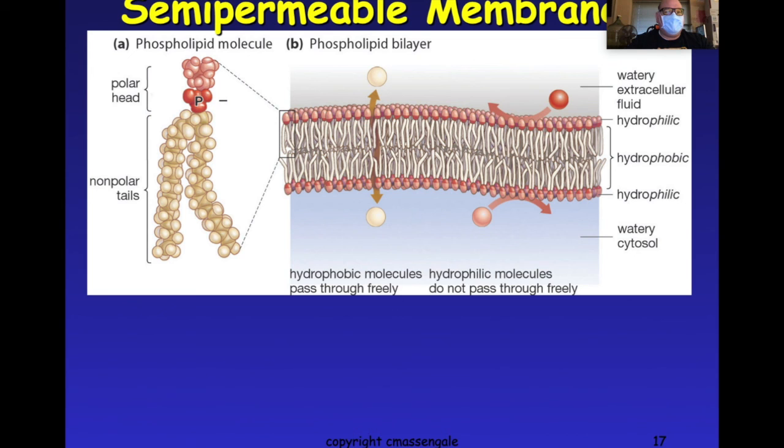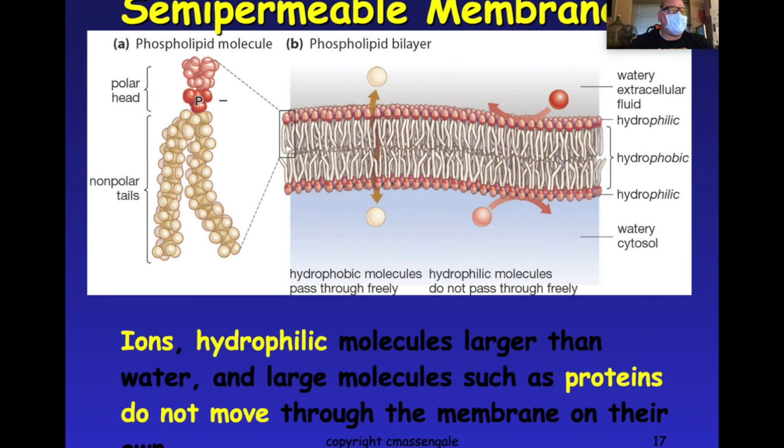All right. Things like ions are charged, so they don't like to go through this because of their polarity, okay? Big molecules like proteins don't go through very easily.